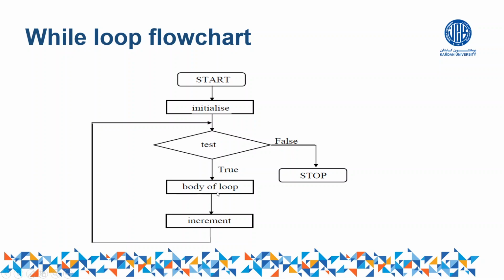Whatever statements are in the body of the loop will be executed. After this, the increment or decrement part will be executed, and then you can see the control moves again to the testing part, where the condition is tested again. If the condition is still true, the body of the loop will be executed, and then the increment part, and again the same process will be repeated until this condition is false.